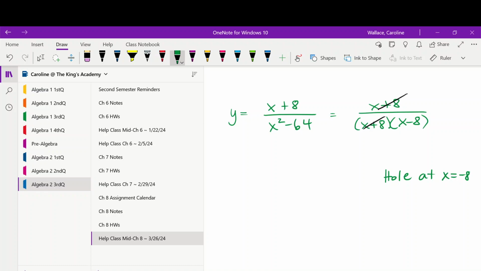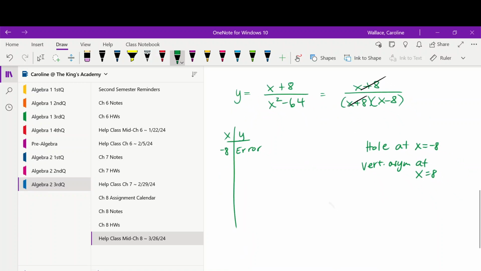So if I go to make a table, which I will in a minute, and I use -8 as one of my values, what am I going to see on the y side? Error. Error, because it's a bad value. There's no output for it. There's no way to graph that. It's a hole. It's an open circle. Okay, wait. If there's a hole at -8, what do I have to do with this? The one that didn't remove, the non-removable. Yeah, vertical asymptote, which is the wall at x equals +8.